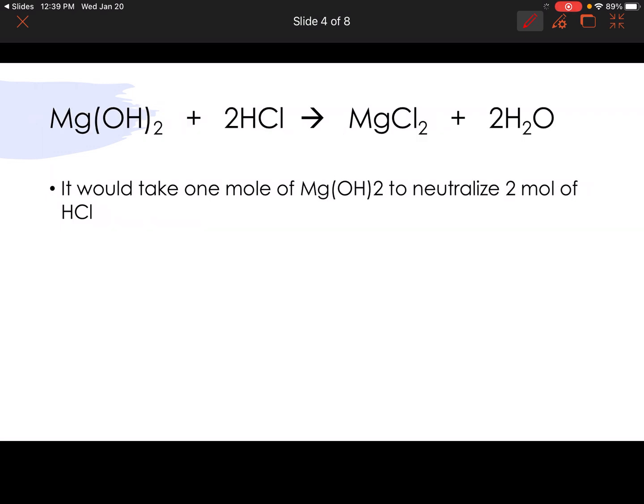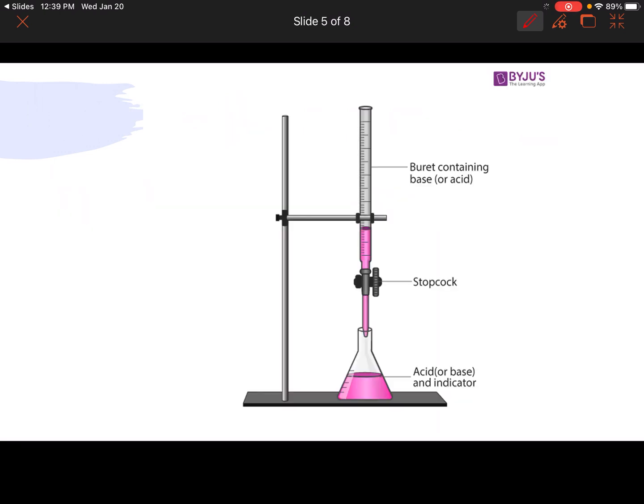so this particular reaction is a 1-to-1 ratio. If we look at this one, we've got our magnesium hydroxide and the HCl. Bonding to make magnesium chloride and water. These are double displacement reactions, right? So it would take 1 mole of the magnesium hydroxide to neutralize 2 moles of HCl. So here our ratio is 1 to 2. So yeah, we're always going to use the molar ratios to solve these problems here.